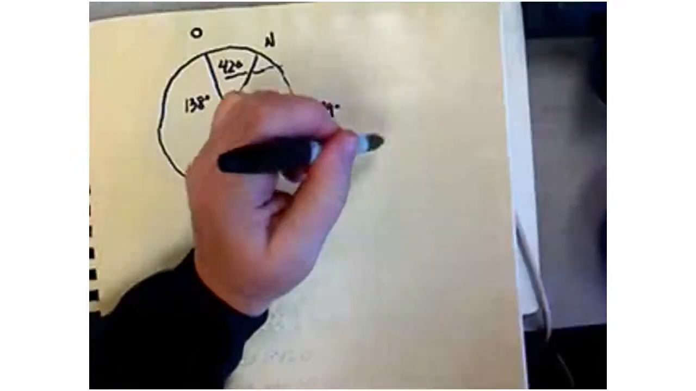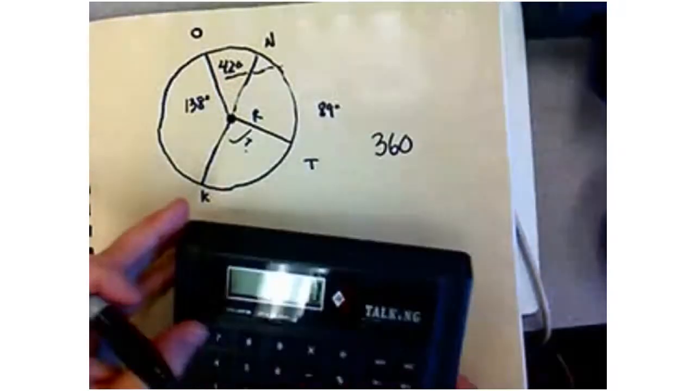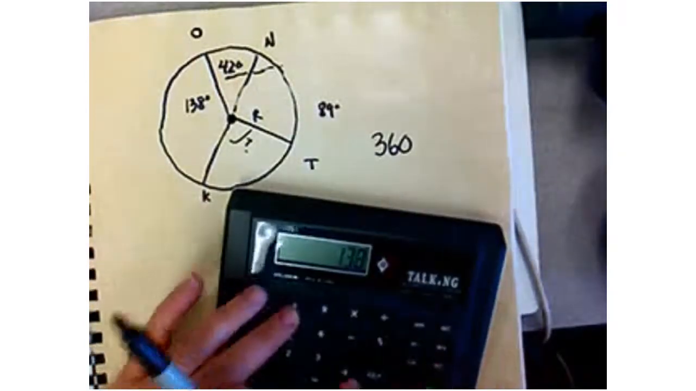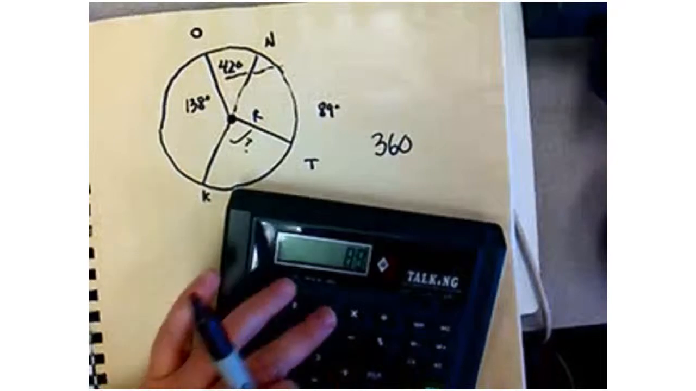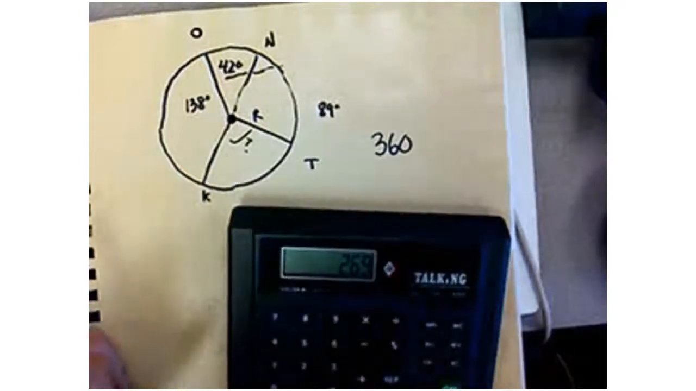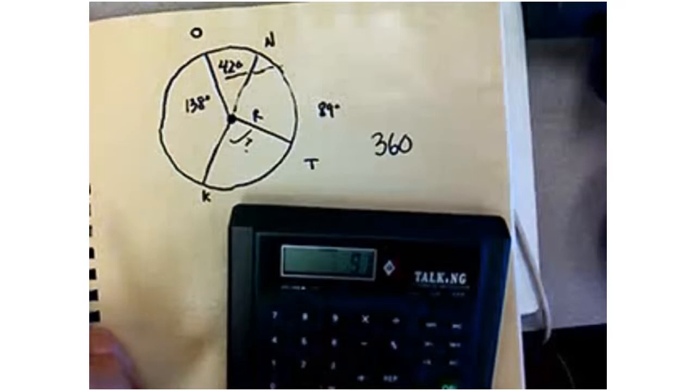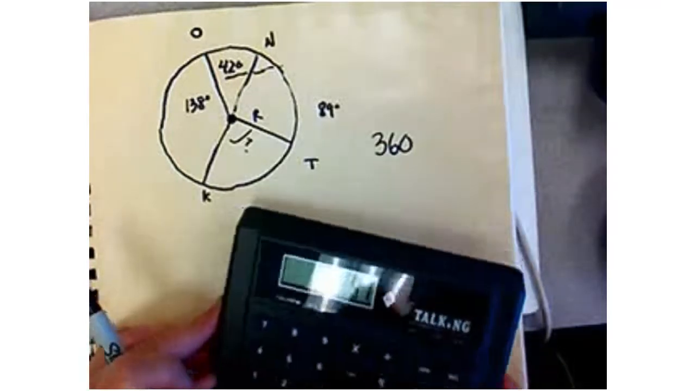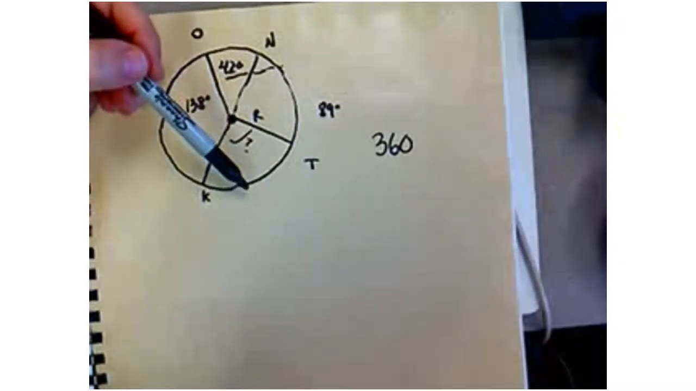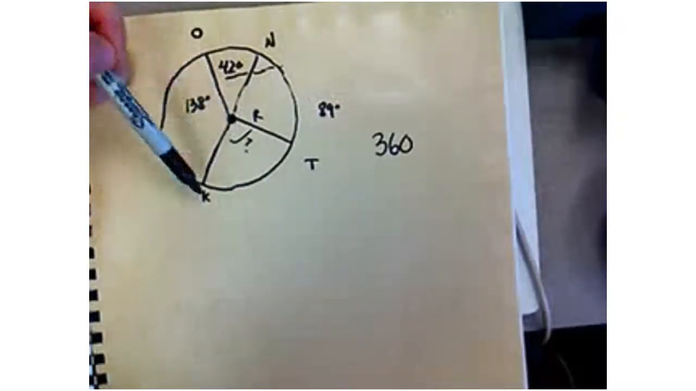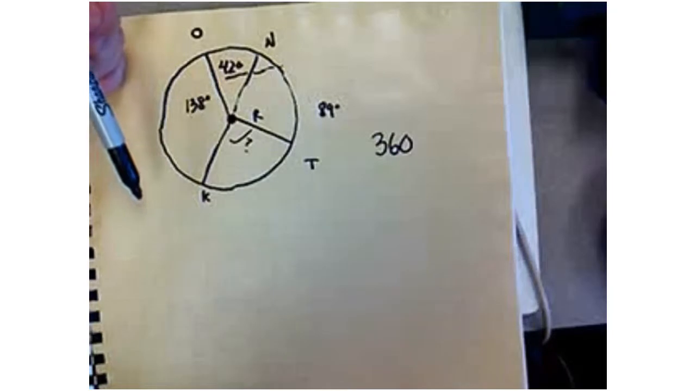Well, what's the total that has to be all the way around? 360, right? So we're going to add 138, 42, and 89. 138 plus 42 plus 89 equals 269. 360 minus 269 equals 91. 91 is left, isn't it? So we know from T to K is 91, and that angle, TRK, is 91, isn't it?